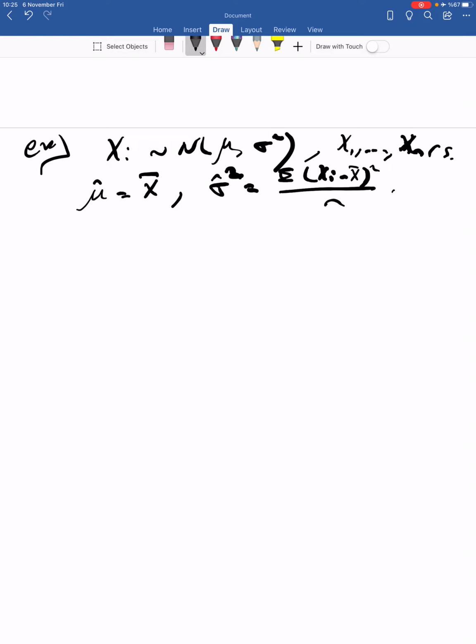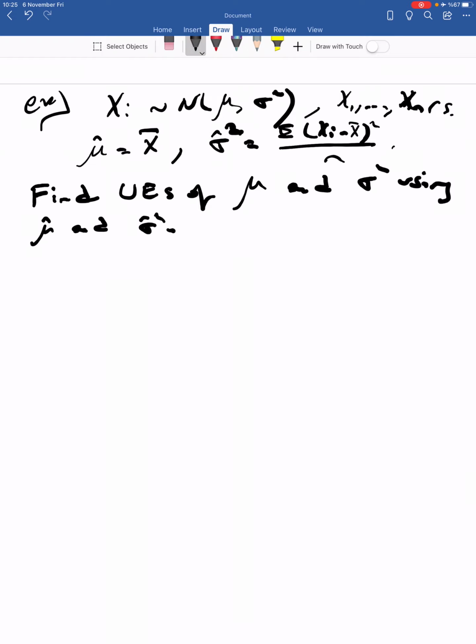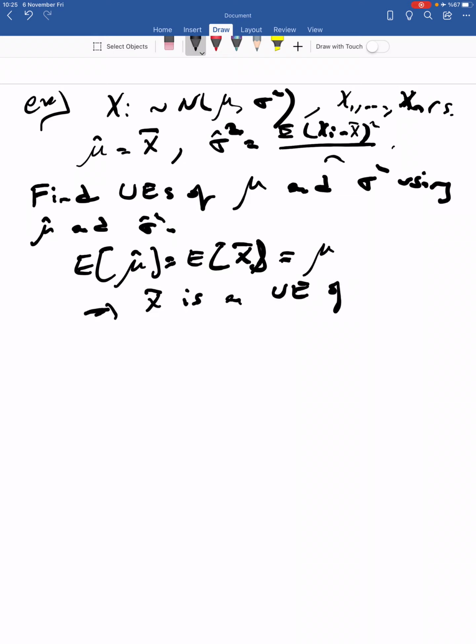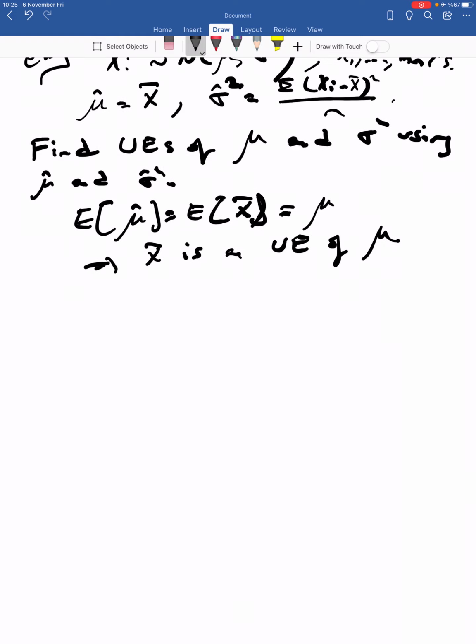The question is: find unbiased estimators of mu and sigma square using mu hat and sigma hat square. Let's first look at the expectation of mu hat, which is the expectation of x bar. It's already mu, so x bar is an unbiased estimator of mu. We don't have to find a function of that. Immediately we found it. Now let's find the expectation of sigma hat square.